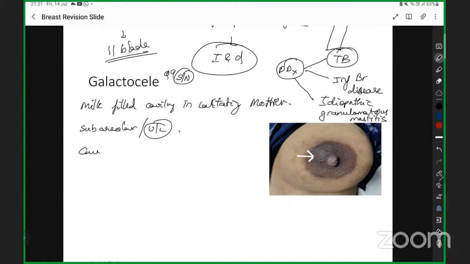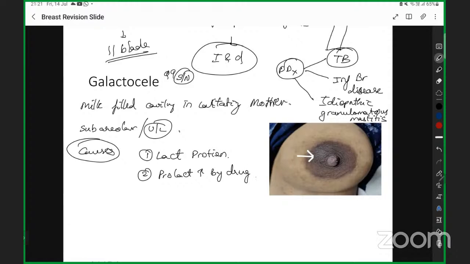So what are the causes of galactocele? Remember, number one, lactation. Number two, when you give a drug that increases the level of prolactin, that can also lead to galactocele. And number three, when there is any obstruction, either in your ducts, your areolar ducts, or in your nipple, this is going to lead to galactocele.